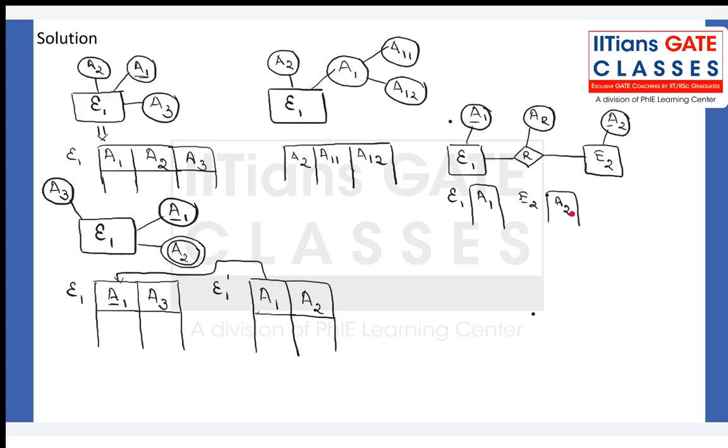When it comes to the relation R, the relation R will have its own attribute, which is A of R, along with the key attributes of the participating entities. The participating entities in the relationship are E1 and E2. Their key attributes are A1 and A2 respectively. So the relation R will have A1 and A2 as the other two attributes. And A1 and A2 together will identify a unique tuple or unique row in this table.